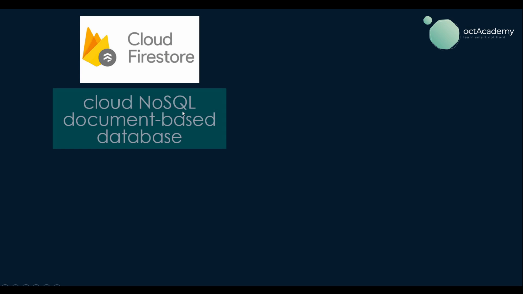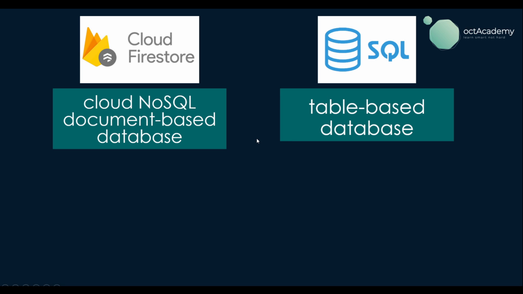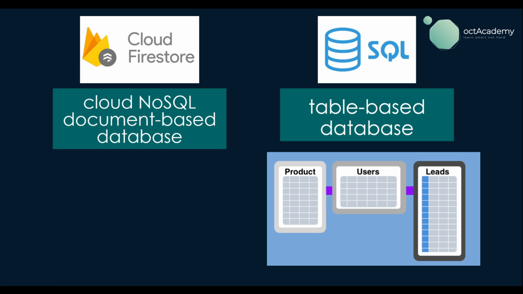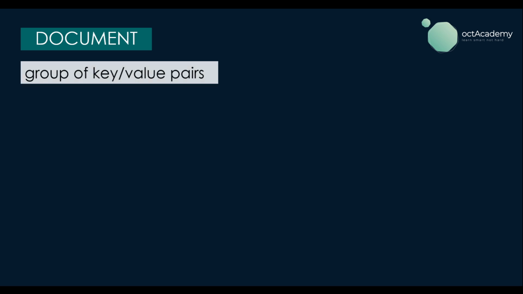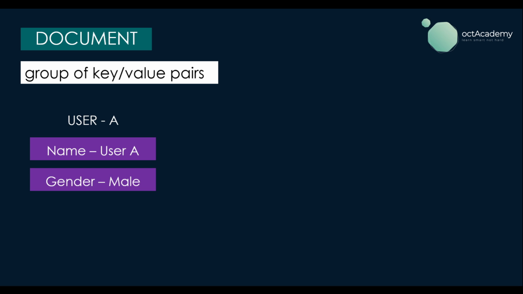So Firestore is a cloud NoSQL document-based database. This is different than the traditional table-based database like SQL database. So in SQL database, data is saved in a table, but Firestore database saves data in a document. So what is a document? It is a group of key value pairs. For example, details of a user A: the name is user A, gender male and age 30.